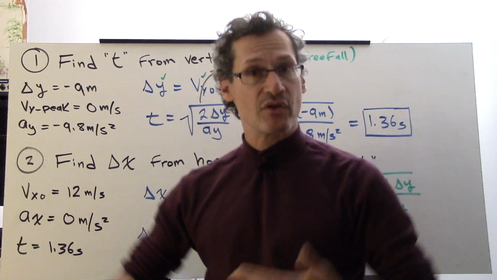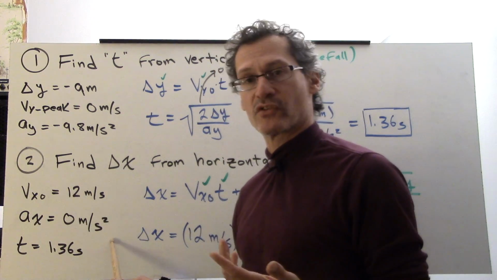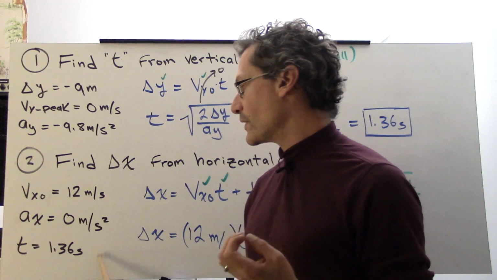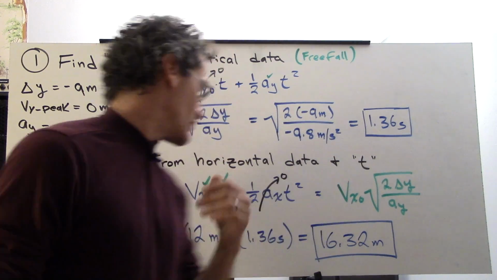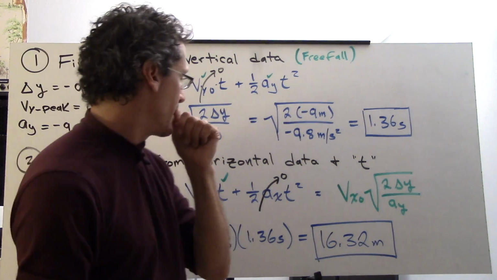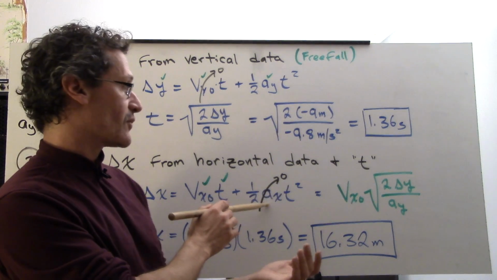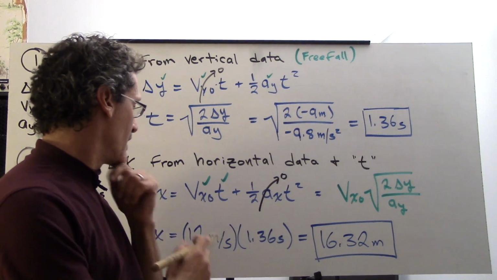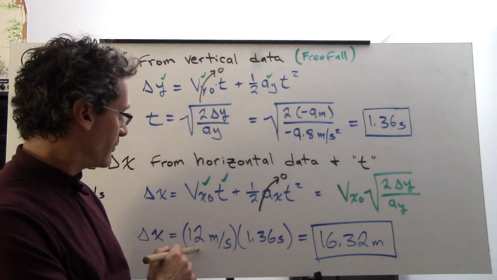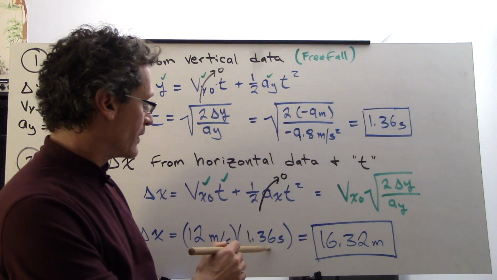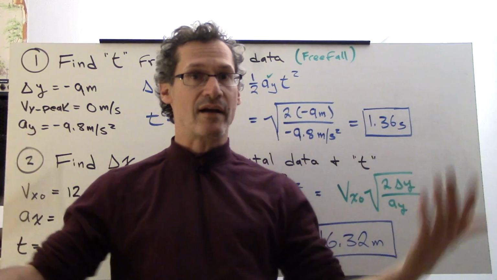To reiterate some of the information kept on the horizontal side, Vx naught is 12 meters per second, Ax is 0 meters per second squared, and now we got time. It's 1.36 seconds. So I choose this equation, the second equation here, because it already has delta x, right? So I check the variables I have, Vx naught, t, and this term goes to 0, so I don't have to even work with it. And so if I solve here, delta x is already solved, which is cool. I get 12 meters per second times 1.36 seconds is 16.32 meters. That's how far away from the pier the Flugtag will land.